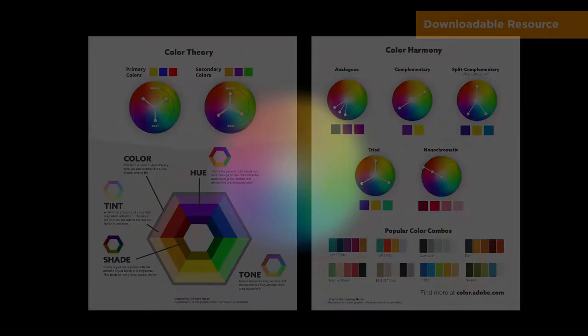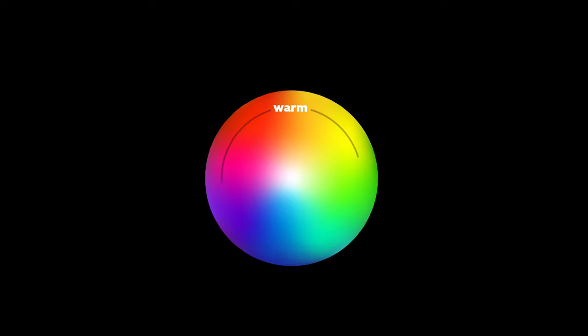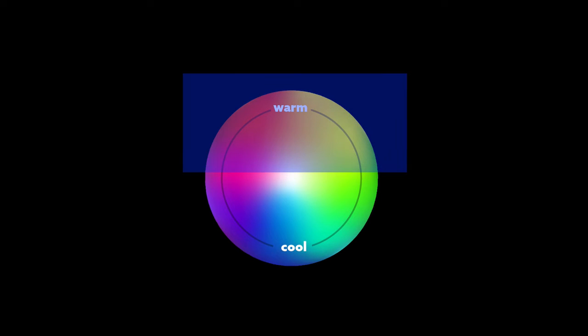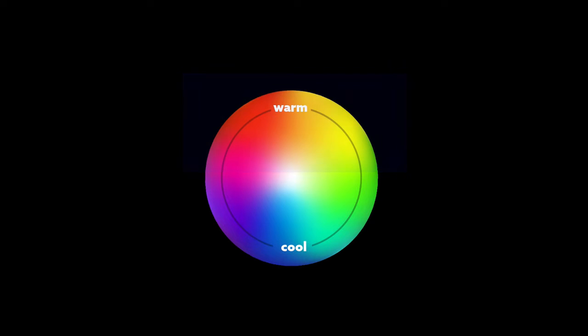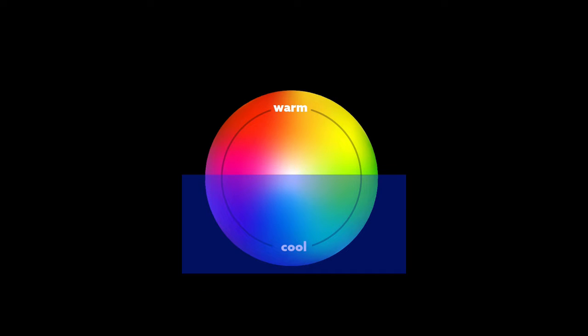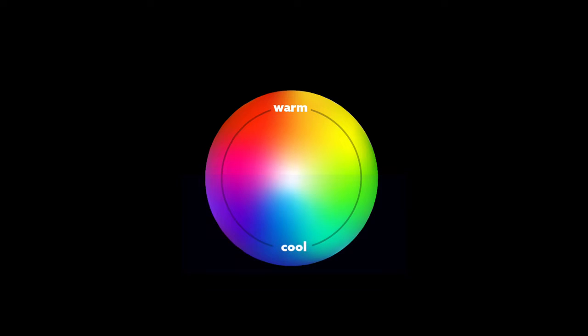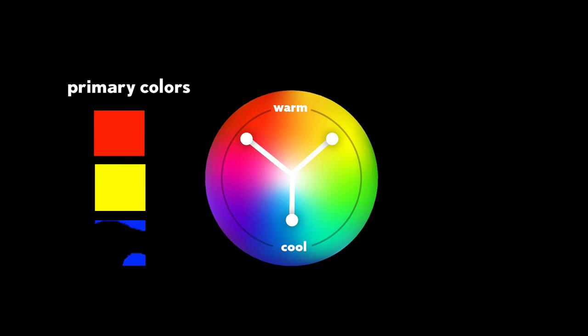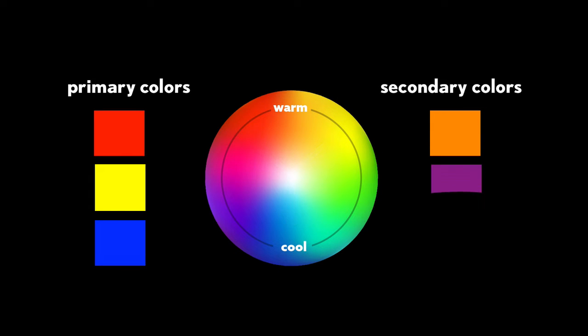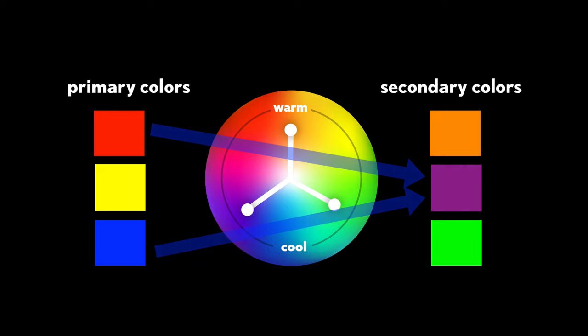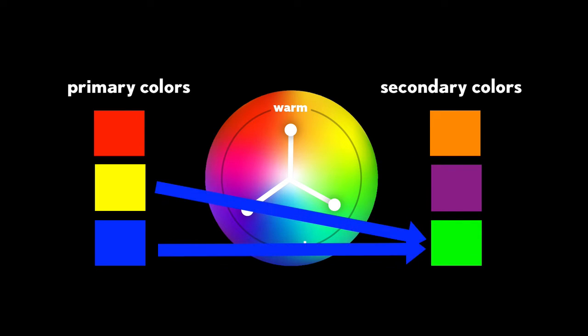First of all, color can either be warm or cool, depending on where it falls on the color wheel, with warmer colors being your oranges, yellows, and reds, and cooler colors being your greens, blues, and purples. The three primary colors are red, yellow, and blue, and you can use these three colors to create what are called secondary colors, which are orange, purple, and green. For instance, mixing red and blue together makes purple, and yellow and blue together makes green.